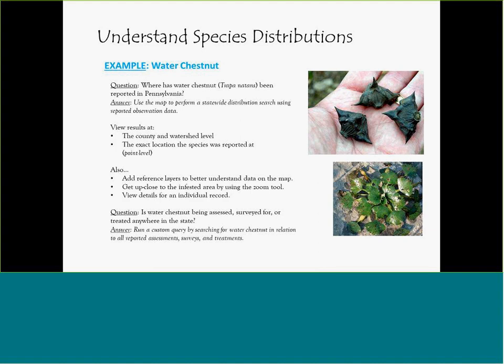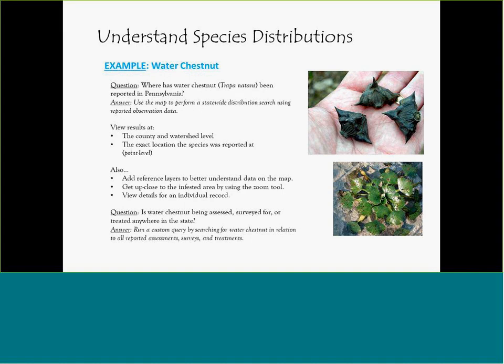So we'll use an example of water chestnut. You'd like to know, where has water chestnut already been found out in Pennsylvania? To answer that question, you can open up iMap and use the map to perform a statewide distribution search using information already reported via the observation record type. You can get those results at the county and the watershed level, and the watershed level is actually really important because since this is an aquatic species, it's impacting the various water bodies where it's being found.